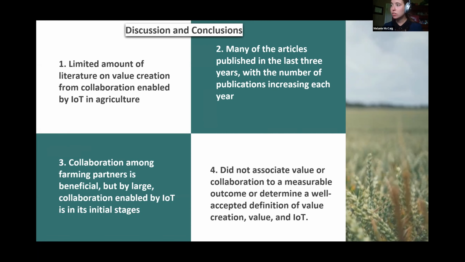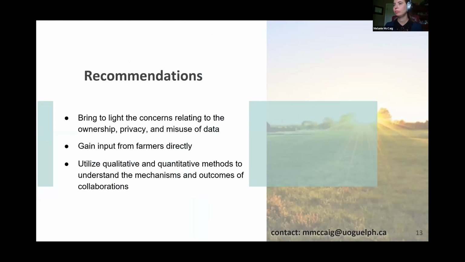Lastly, many of the articles do not associate value or collaboration with a measurable outcome, or determine a well-accepted definition of value creation, value, or the Internet of Things in agriculture. Articles frequently use the term as to improve value creation without pertaining directly to it as a measurable outcome. Value creation, value, and the Internet of Things were either not defined or had varying definitions. This absence of structure within these terms suggests it is an underdeveloped area. Bringing additional clarity to these topics is a necessary next step.